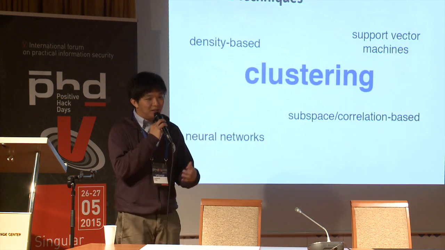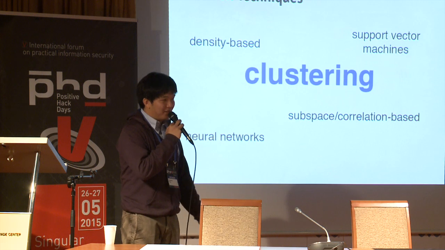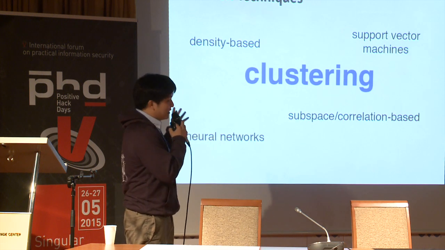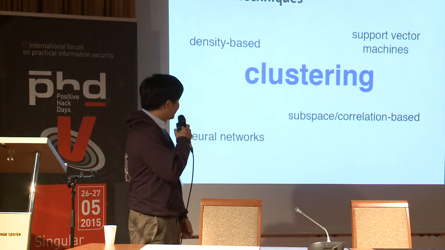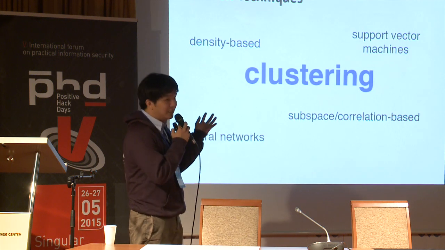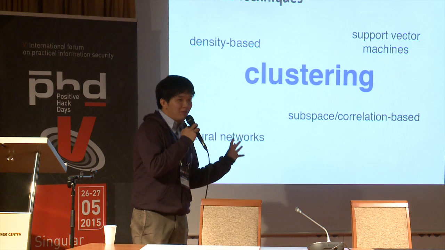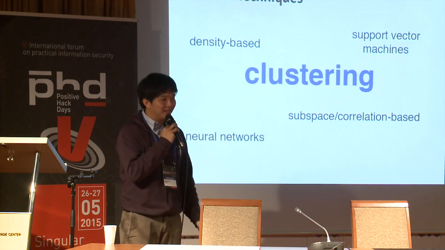So common techniques for machine learning, these are all buzzwords that you've heard about. You can use density-based approaches, you can use clustering like KNN, you can use subspace correlation-based, you can use SVM, support vector machines. I won't be going into this. This is not a math session. You can read about this all online, and there are many more good people that can explain this much better than I can. But why is clustering so popular for anomaly detection?